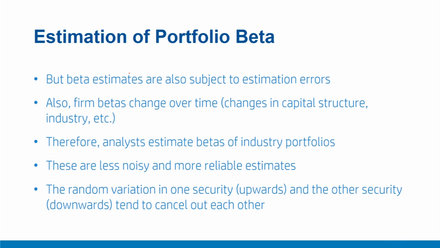Now, once your beta is estimated, you can also estimate the alpha i simply by this equation, alpha i equal to Ri bar minus beta i times Rm bar. We can estimate alpha i from here, but these beta estimates are also subject to errors. Also, the fact that firm characteristics such as capital structure, industry, etc. change over time. Hence, firm beta is also expected to change.